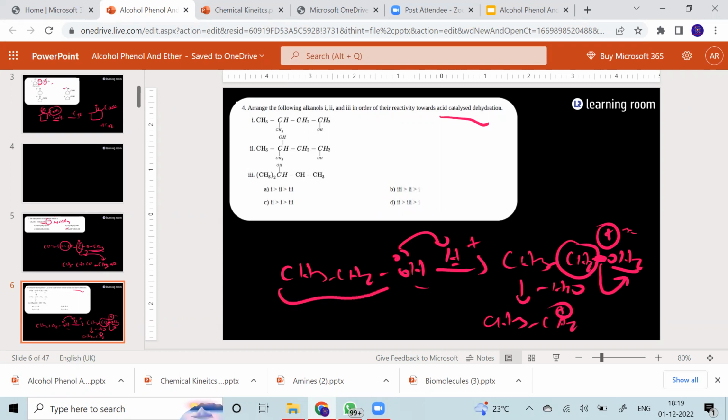So this particular alcohol will be very highly reactive if I can form a very, very stable carbocation. That is what you have to understand, right? So in this case, if I just remove the OH and put a carbocation, that's all you need to do. This is the carbocation here. This is the carbocation here. This is the carbocation here.